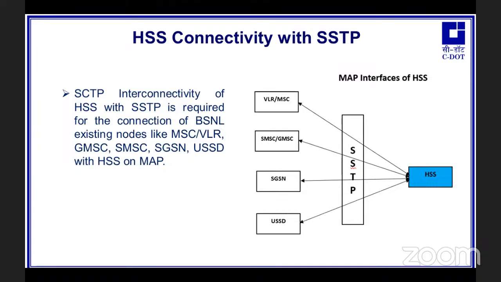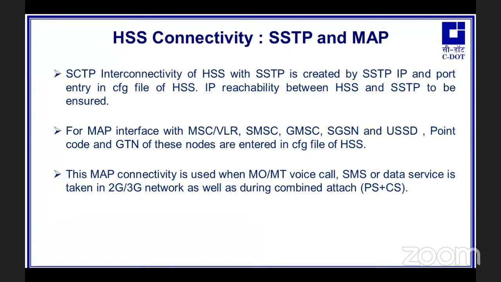The USSD gateway is not directly connected to the HSS. So the USSD server connectivity is there from the HSS perspective. If I brief the HSS connectivity, the SCTP interconnectivity of the HSS with the STP is created by STP IP and port. When you are going to deploy the HSS, the STP IP and so on need to be configured in the HSS. So multiple STPs can be connected.